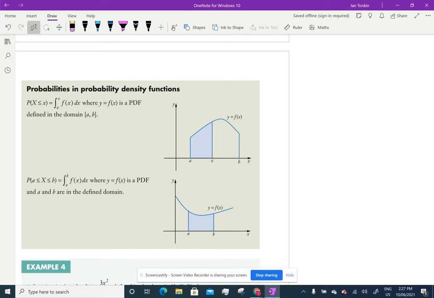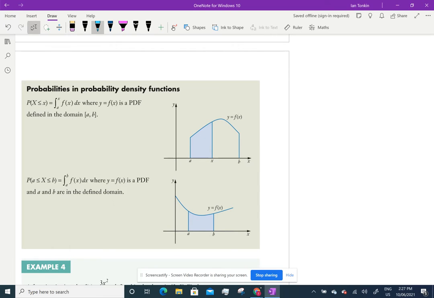So if we want to find probabilities under a probability density function, now remember that probability density functions are functions that must have the area under the curve equal to one. And when we do this, if we find a part of that area, we can find the probability of that happening because it's a probability density function.